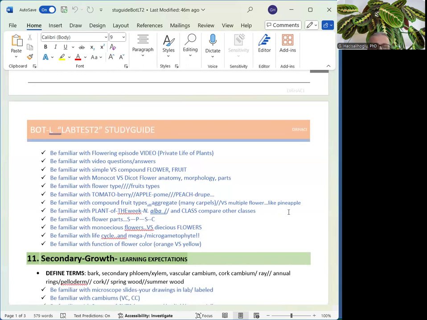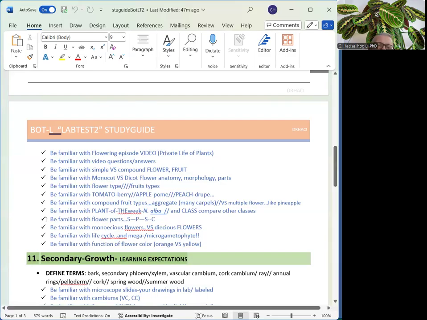Okay. Mega and microgametophyte, very, very, very important. So make sure you know what is megagametophyte, how many cells are there, how many nuclei, what is microgametophyte, like pollen grains, how many cells, and very, very important. And then the function of a flower color, right? What does that mean if it is orange petals versus white petals? So orange is more likely bird pollinated, but white or yellow or blue more likely bee pollinated.